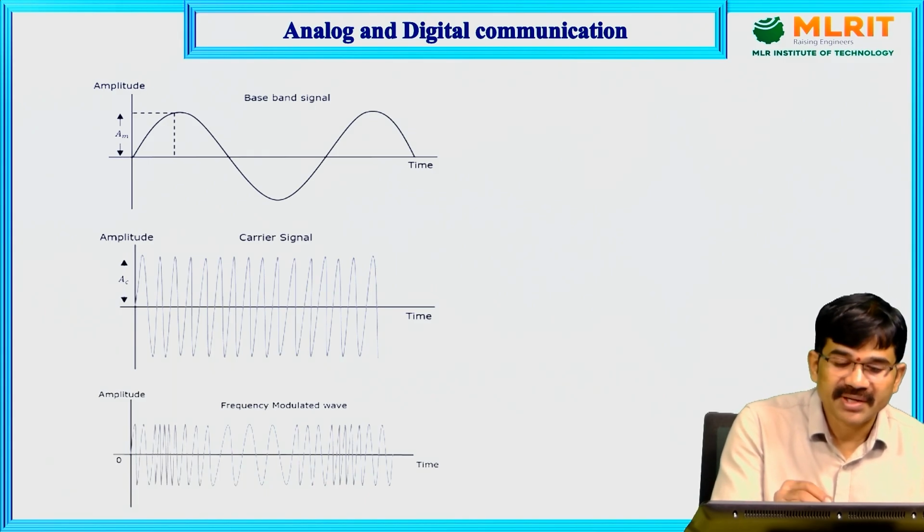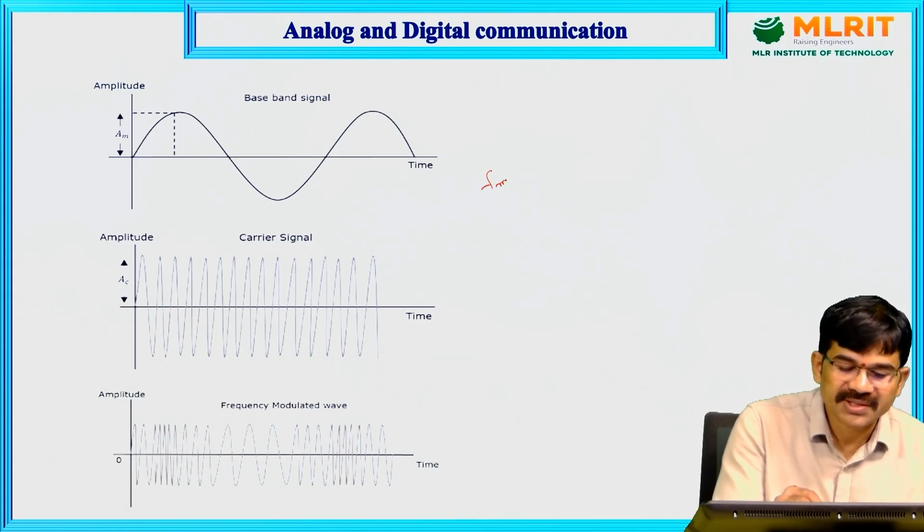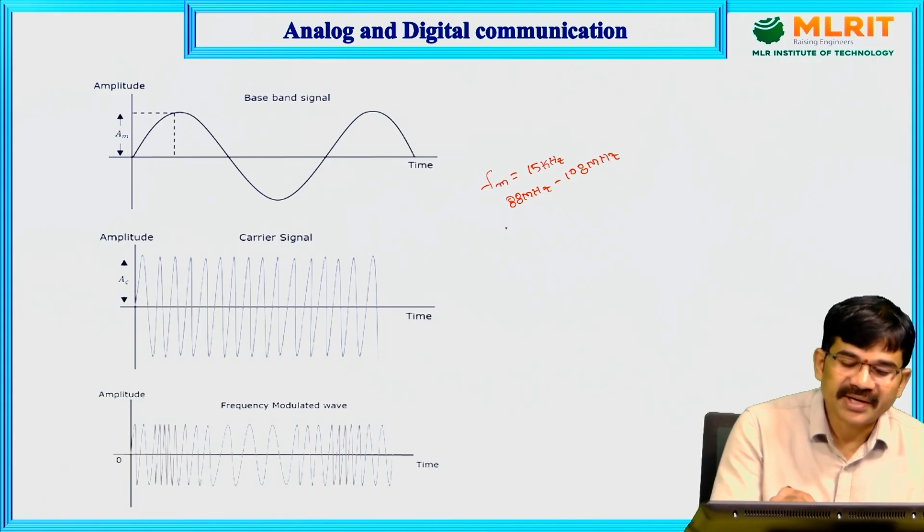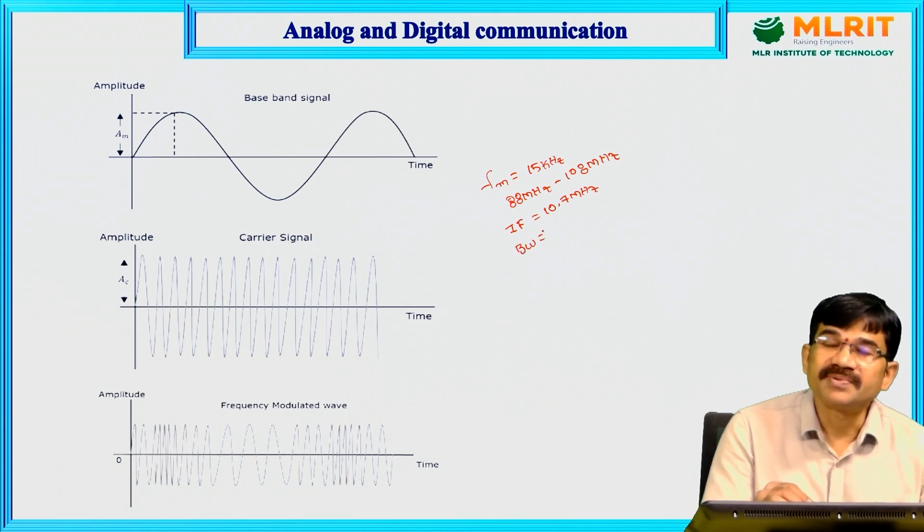If you take some parameters of FM, the modulating signal of FM is 15 kilohertz. The FM band lies within the range of 88 megahertz to 108 megahertz, and the IF value of FM is 10.7 megahertz.